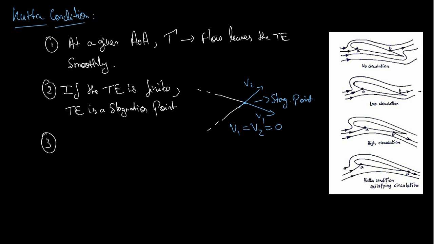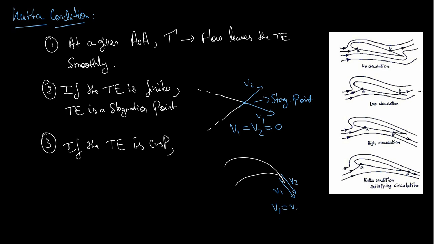And the third, actually the second case, is a cusp trailing edge. So let me draw a figure quickly. In case of a cusp trailing edge which looks like this, we have flow velocities like this which are almost parallel. We have V1 and V2, and because they are parallel and in the same direction, we must have V1 and V2 be the same, but they need not be 0. They can be non-zero, they should be non-zero.